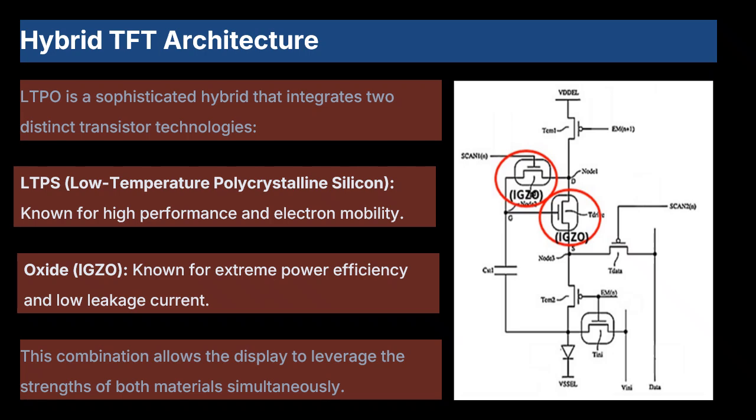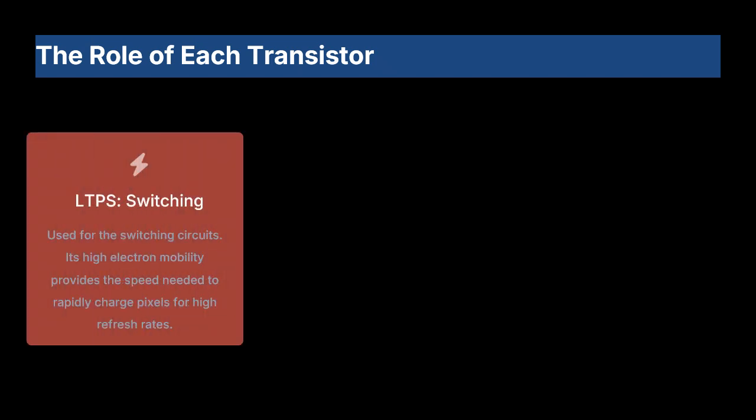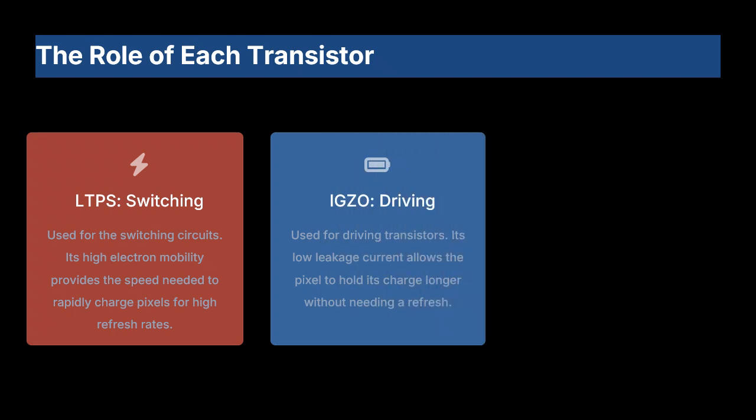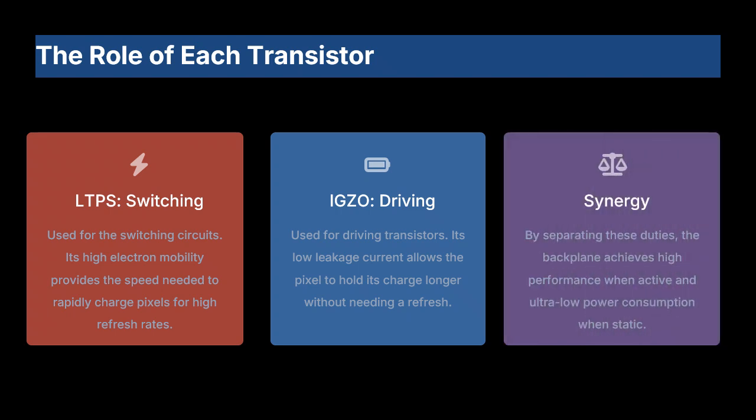The role of each transistor. This slide explains the roles each material plays. We use the LTPS transistors for switching circuits. Their high mobility means they can rapidly charge and control the pixels, which is essential for achieving ultra-smooth, high refresh rates, like 120 Hz. Conversely, we use the oxide, IGZO, transistors for driving circuits.